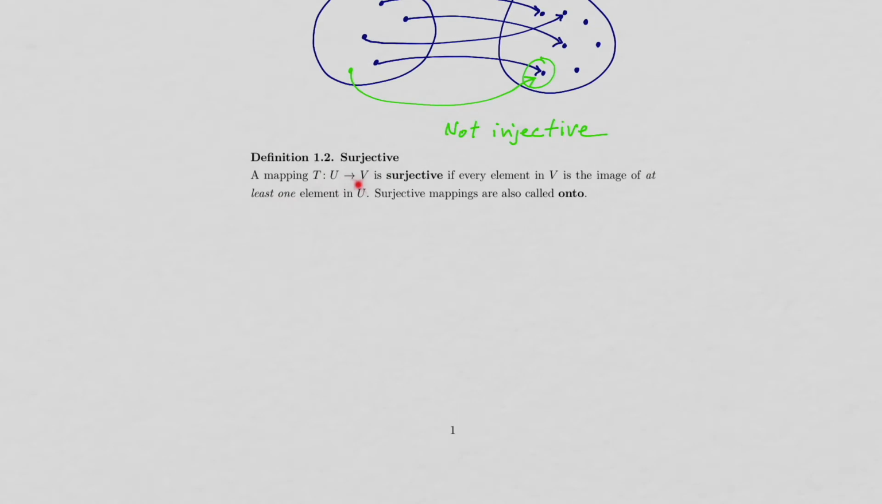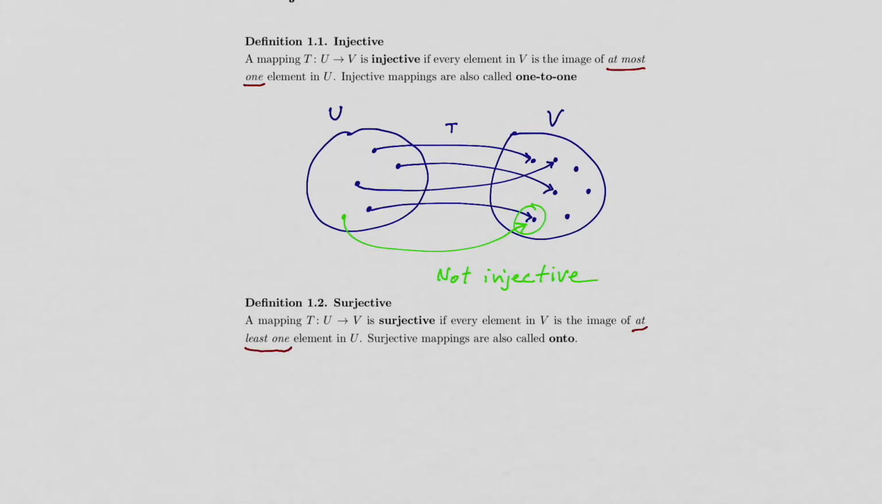A mapping from U to V is surjective if every element in V is the image of at least one element in U. Surjective mappings are also sometimes called onto. Notice the difference in the definitions here. The only difference between the definition of injective and surjective is the single word most in the definition of injective is changed to the word least in the definition of surjective. So the definition of injective has this phrase at most one in it, and the definition of surjective changes that phrase to at least one.